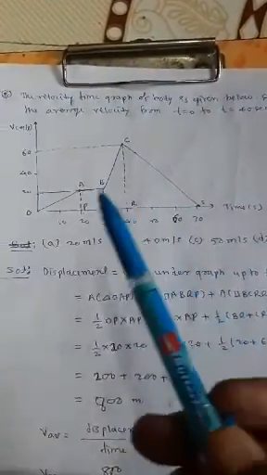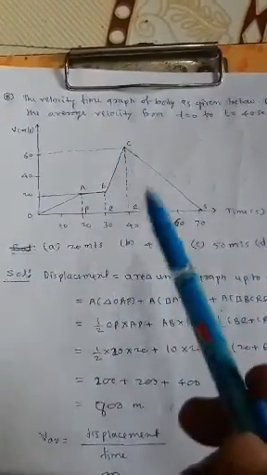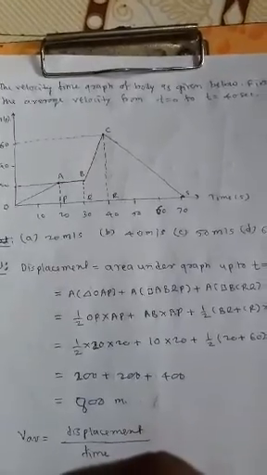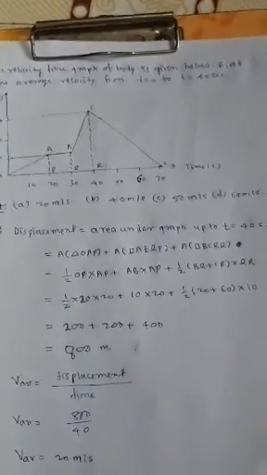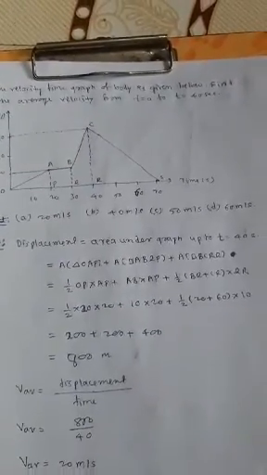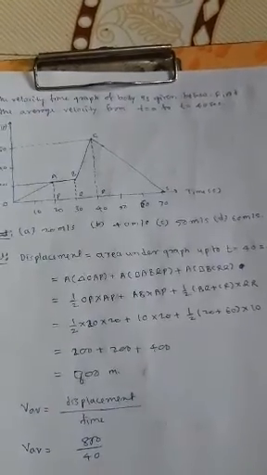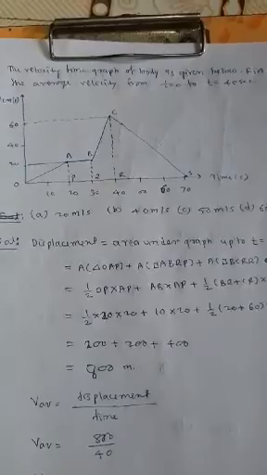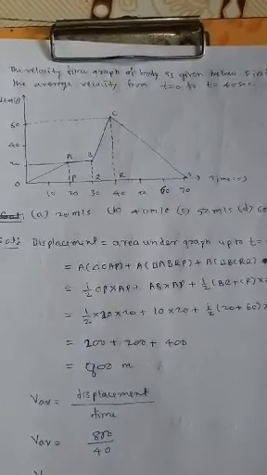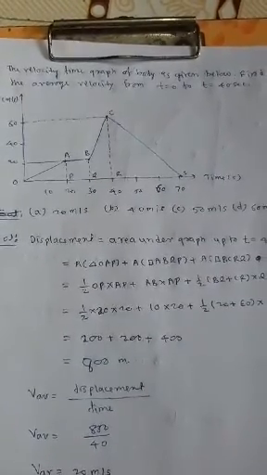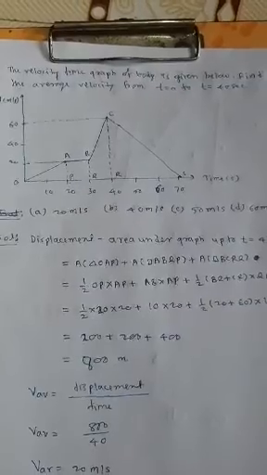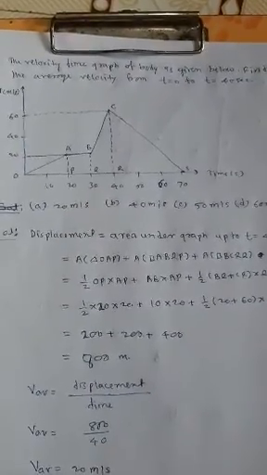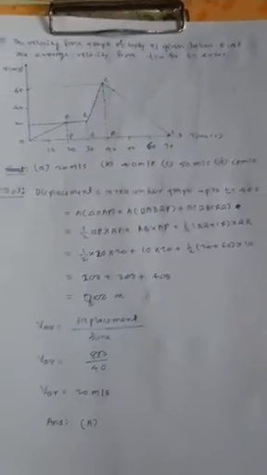In this graph, we have to find out the average velocity from t is equal to 0 to t is equal to 40. What is the average velocity? Average velocity is displacement divided by total time required. Total displacement divided by total time required to cover the distance.